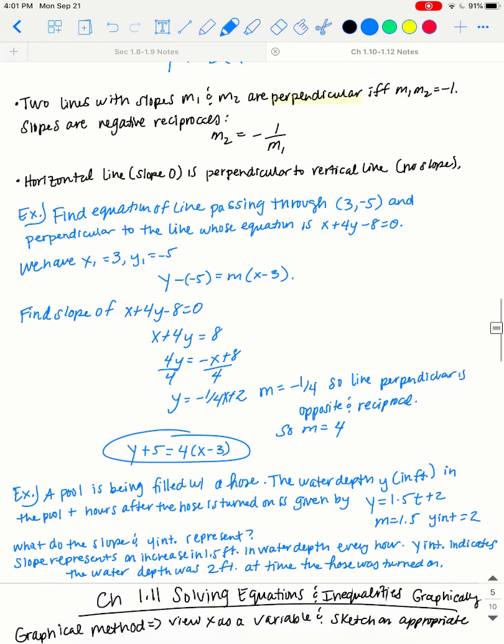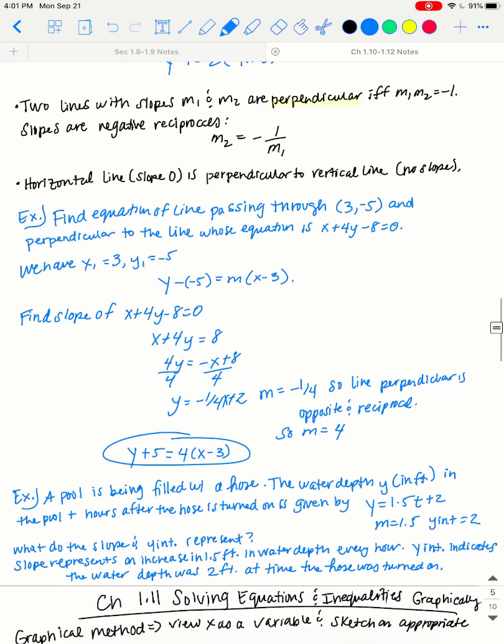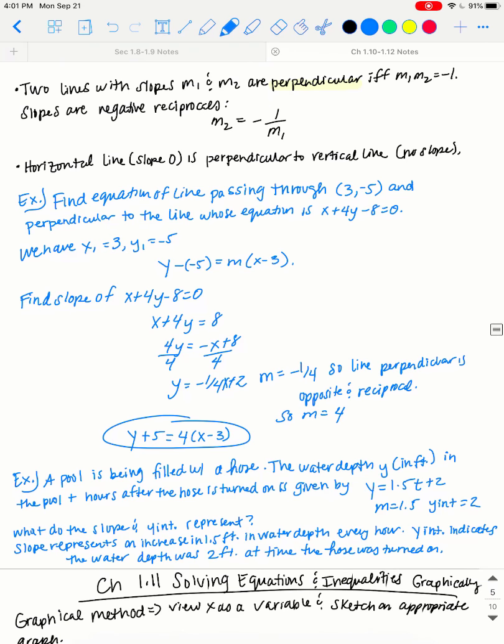All right, two lines. So here's perpendicular. Two lines with slopes m1 and m2 are perpendicular if and only if m1 times m2 equals -1. So our slopes are negative reciprocals of each other. So m2 slope is going to be perpendicular to a line if it has a -1 over m1 slope. So a horizontal line of slope 0 is perpendicular to a vertical line of no or undefined slope.